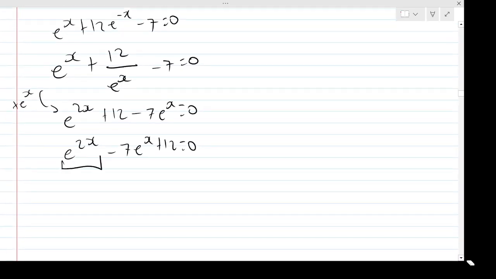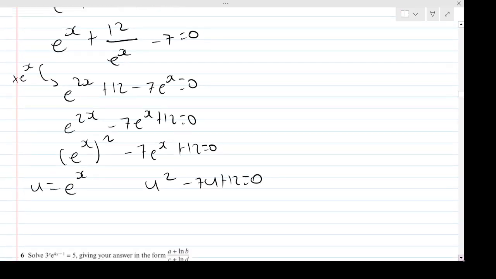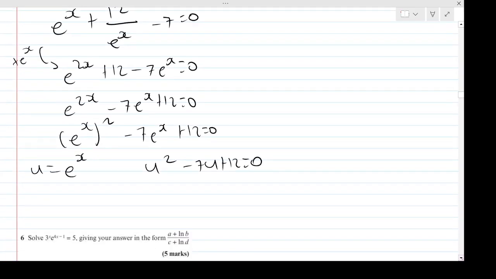Now I could split this up as e to the x squared, take away 7e to the x add 12 equals 0. Okay, now you can hopefully spot we've got a quadratic. If I say u is e to the x, then u squared minus 7u add 12 equals 0. Does that factorize? 12, add to get minus 7. 12 and 1, 6 and 2, 4 and 3. There we are. So that's my factor pair.